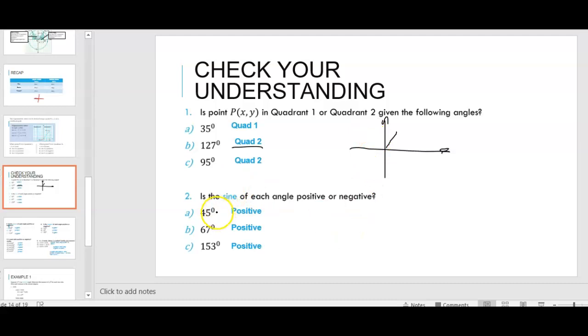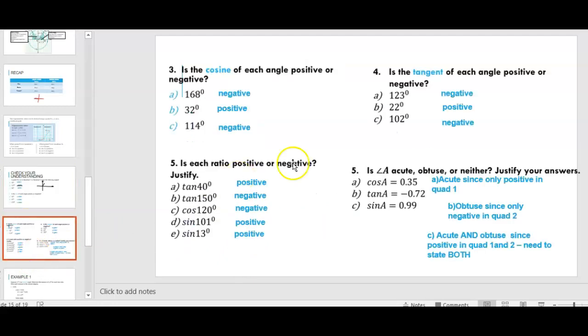Now, based on the value of the angle, can we determine if the value of the sine is going to be positive or negative? 45 degrees, first quadrant, sine is positive. 67 degrees, first quadrant, value of sine is positive. 153 degrees on the second quadrant. This angle 153 is on the second quadrant, but sine is positive in the first and second quadrants. Okay, so we can safely say that the value of sine for all these three angles will be a positive number. Okay, let's move to the next one.